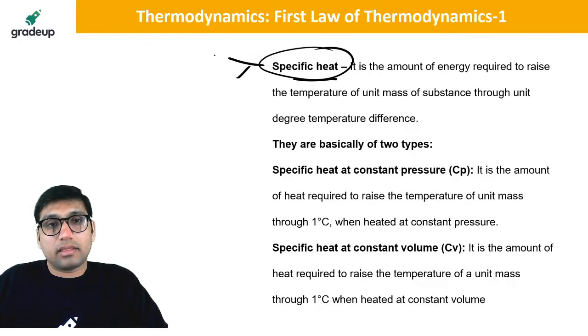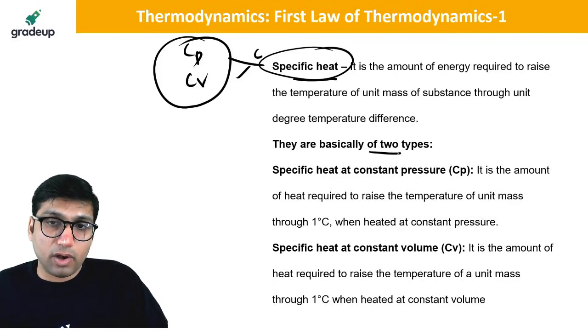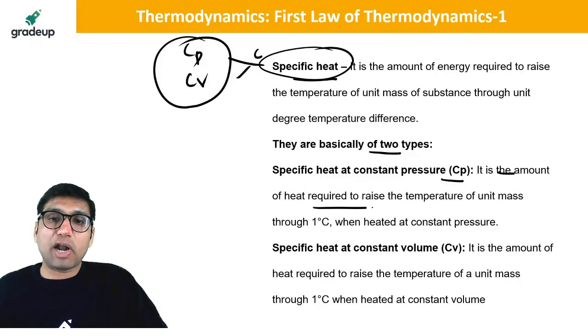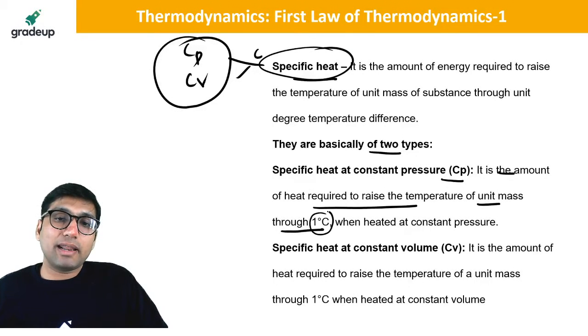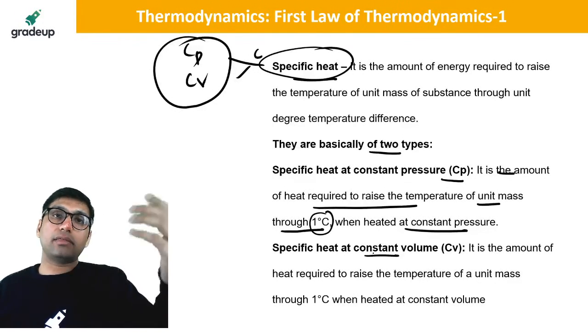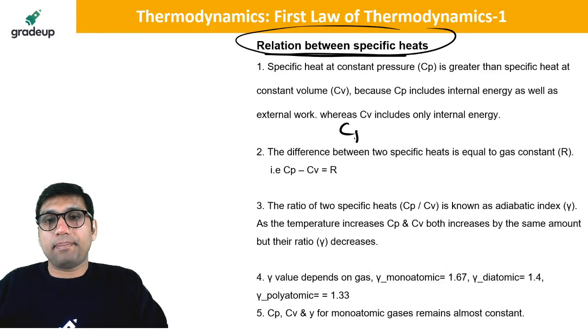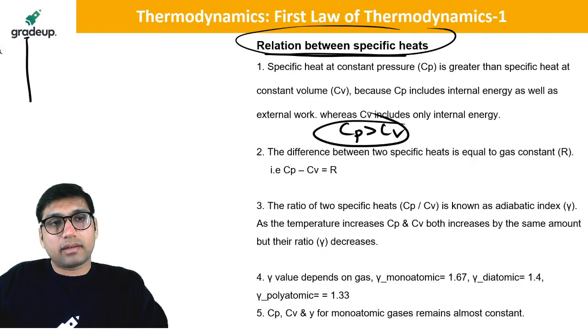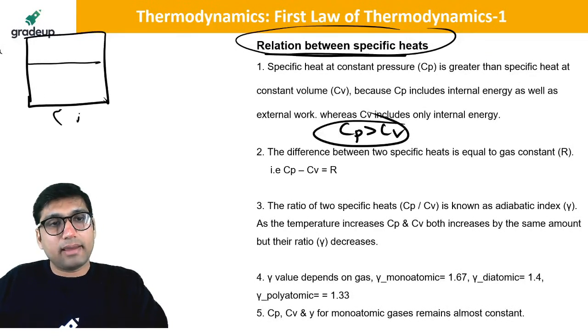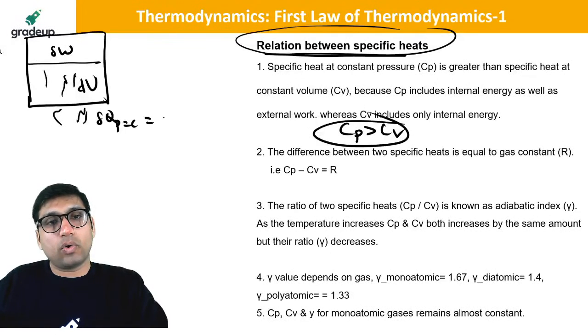The specific heat of gases is divided into two types: Cp and Cv, specific heat at constant pressure and specific heat at constant volume. So what is Cp? It is the amount of heat required to raise the temperature of unit mass of gas through 1 degree Celsius when heated at constant pressure, and similarly specific heat at constant volume. Now there are some important relations between specific heats, and the first relation is that Cp is always greater than Cv. If you are applying heat to a system at constant pressure, then that heat will be used for two things: increase of internal energy and also for doing some work.